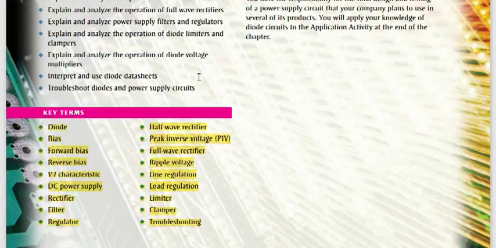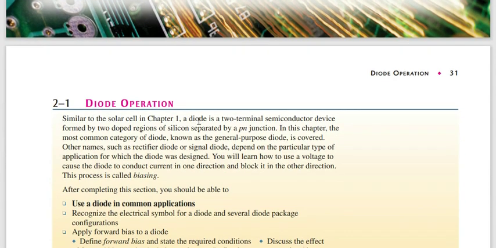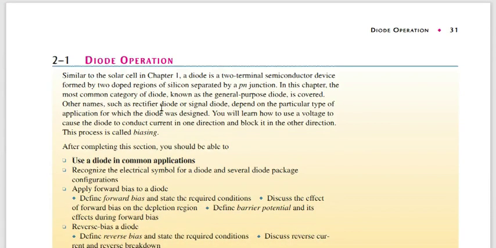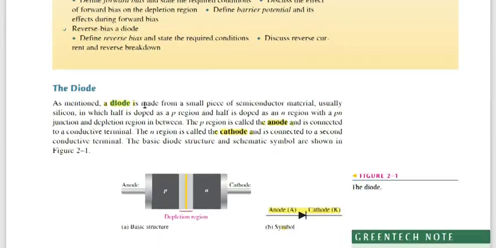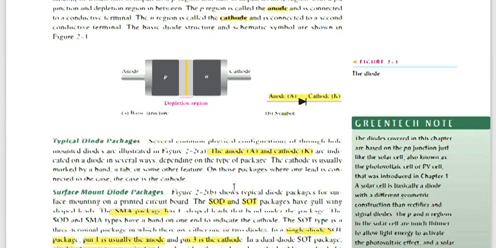The next chapter is diode and application. In this chapter, we read all these key terms. First point is diode operation. A diode consists of p-type and n-type semiconductor. P-type is called anode, n-type is called cathode. So these are the symbolic representation of a diode.